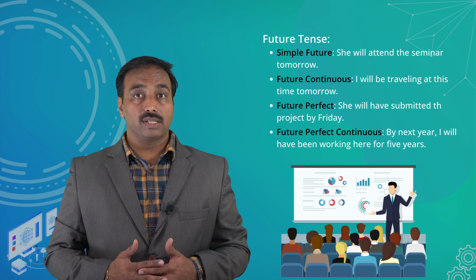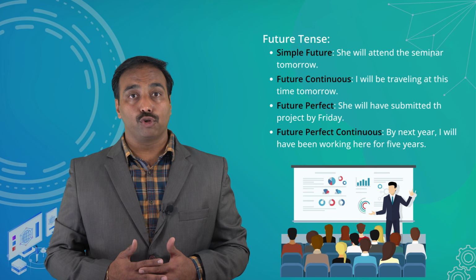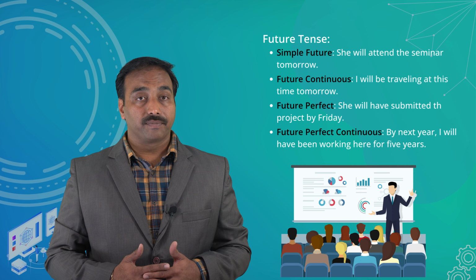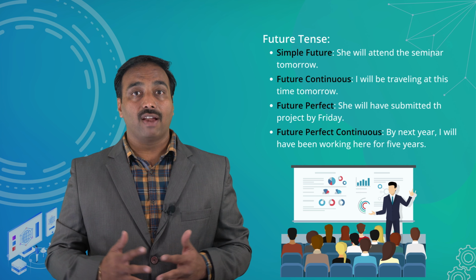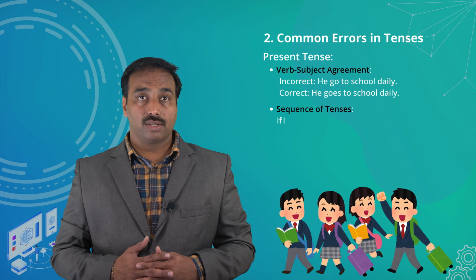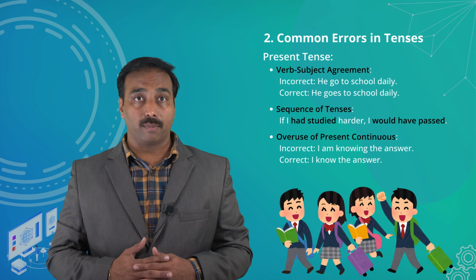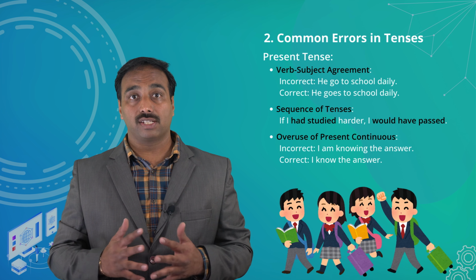Future perfect continuous is used for actions ongoing in the future up to a specific time. For example, by next year, I will have been working here for 5 years. Let us explore some of the common errors in tenses. The first prominent error is subject-verb agreement. Ensure the tense matches the subject.